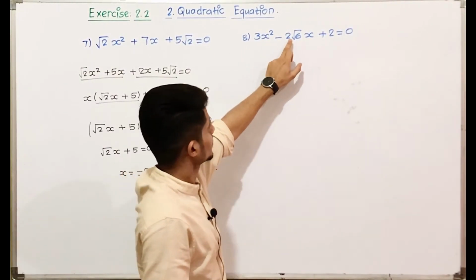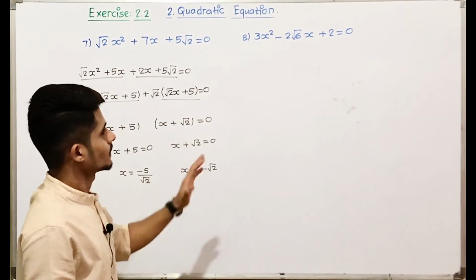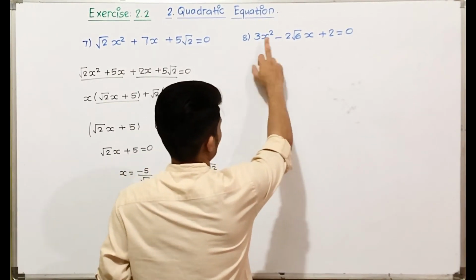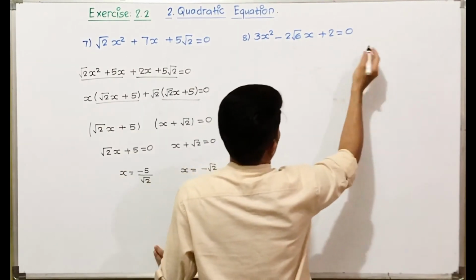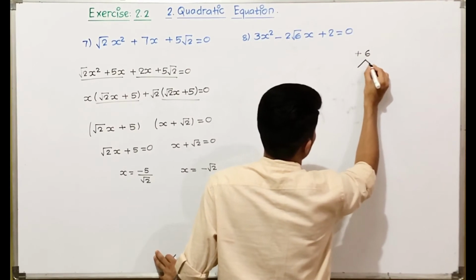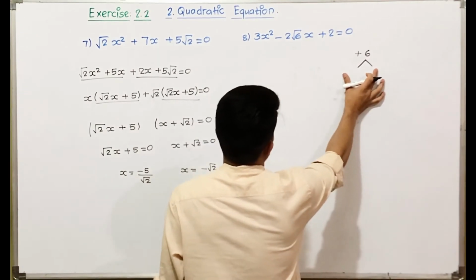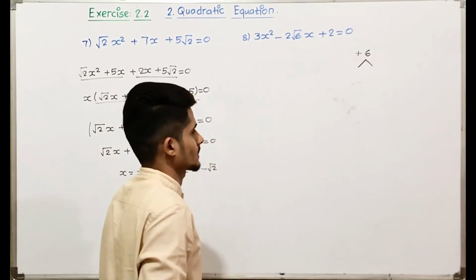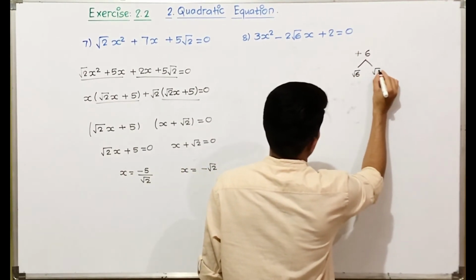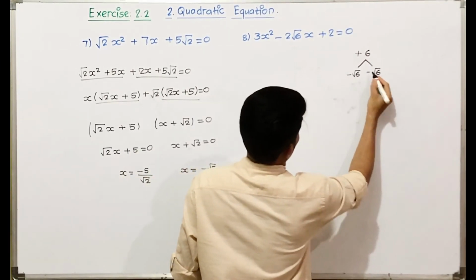3x² - 2√6x + 2 = 0. The equation is in the general form. Now we'll multiply the coefficient of a with c, that is 3 into plus 2, which is plus 6. We'll split plus 6 in such a way that the addition should be equal to 2√6. So the numbers will be √6 and √6, and the signs will be minus, minus.